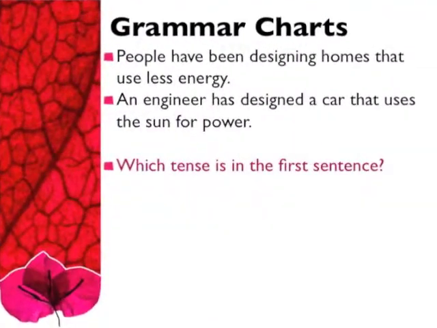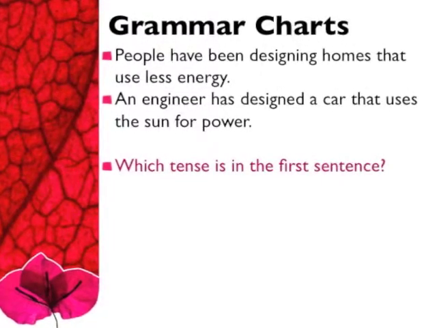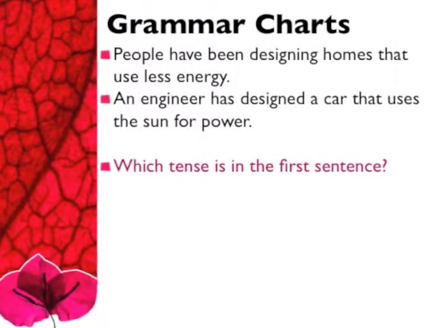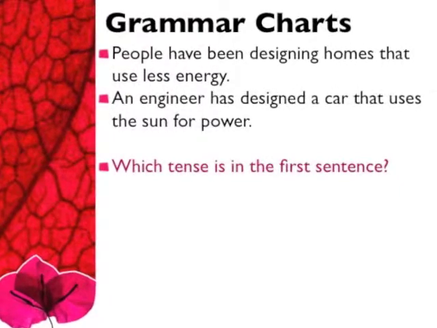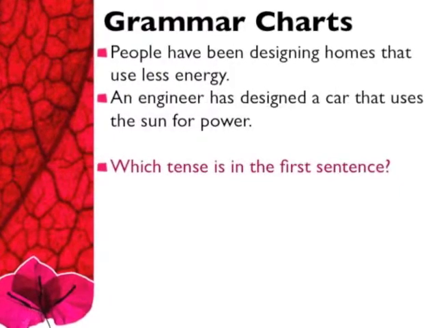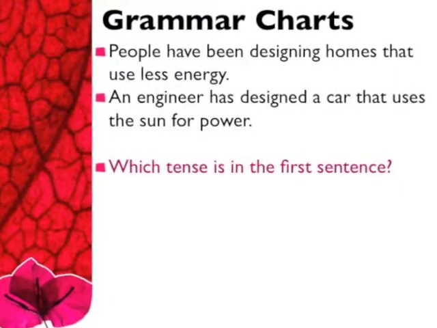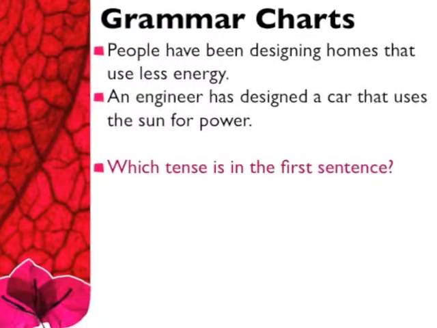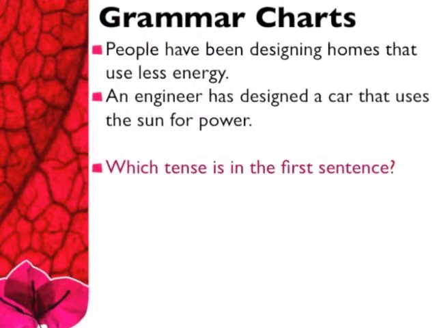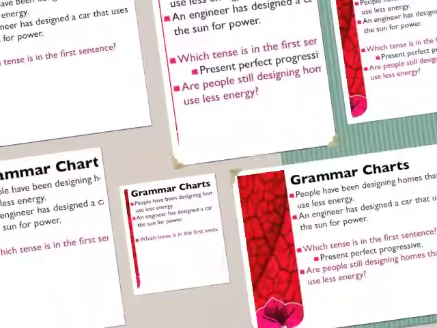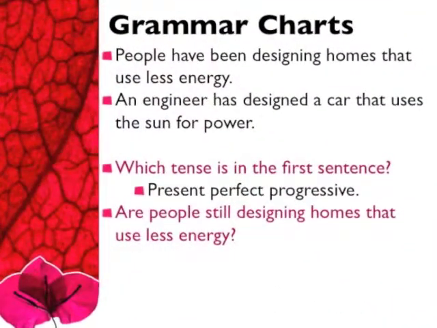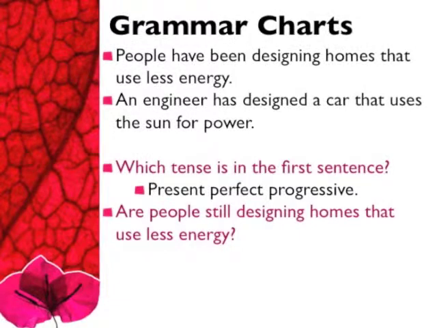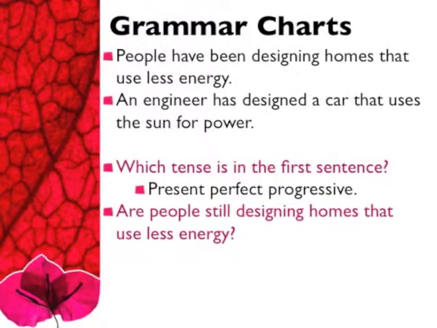Let's review a little bit. We have two sentences here. People have been designing homes that use less energy. An engineer has designed a car that uses the sun for power. Which tense is the first sentence in? If you remembered that that's the present perfect progressive, great job.